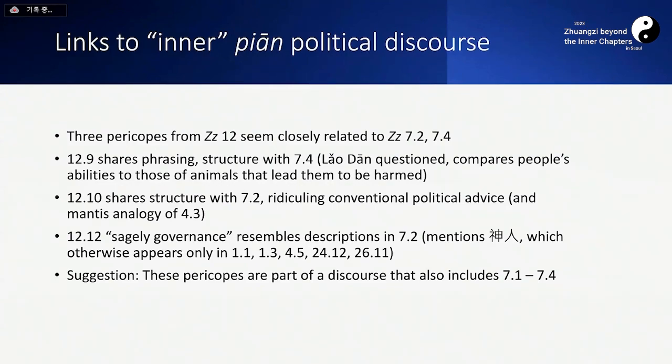But still, there does seem to be a very close relationship between 7 and 12. And what I would suggest is that pericopes number 12.9, 12.10, and 12.12 easily fit into a discourse with 7.2 and 7.4, and I would probably include 7.3 as well. And there are many structural and substantive resemblances between them. If an ancient editor had inserted those 3 pericopes from Book 12 into Book 7, I don't think anybody would ever have noticed. They would have assumed that they fit together as a discourse.